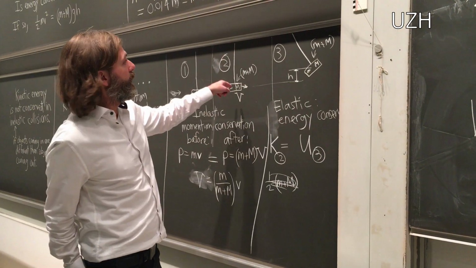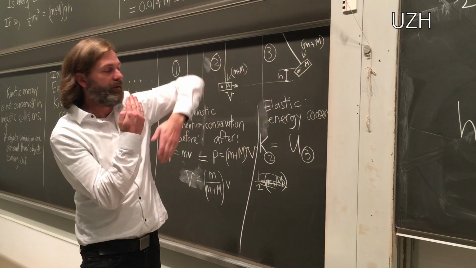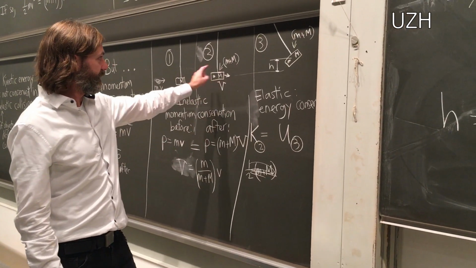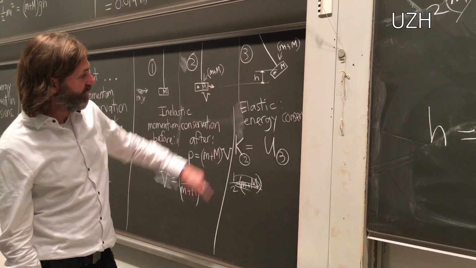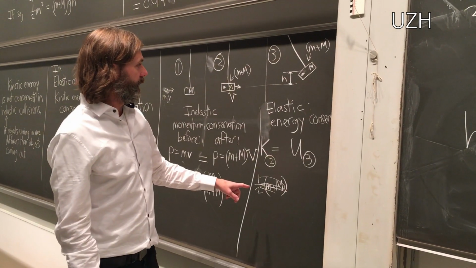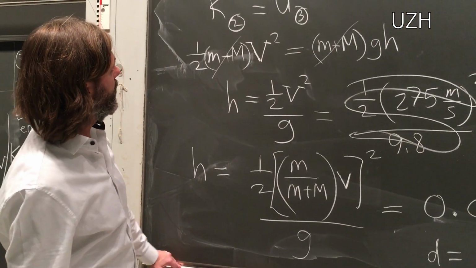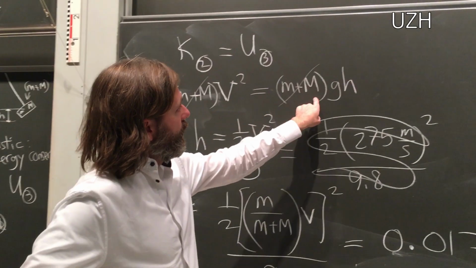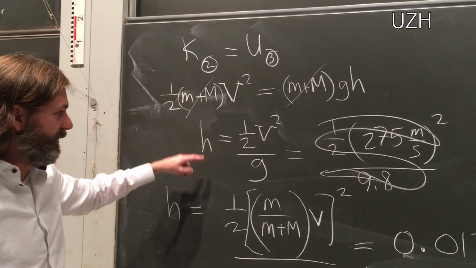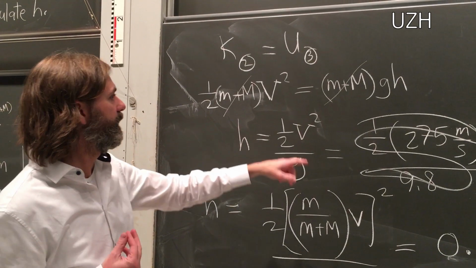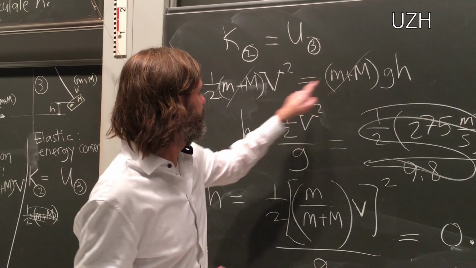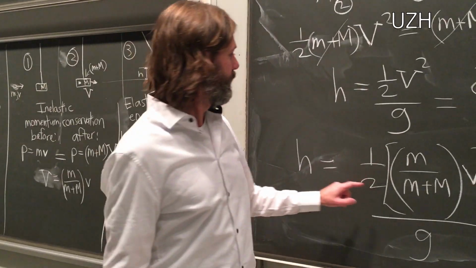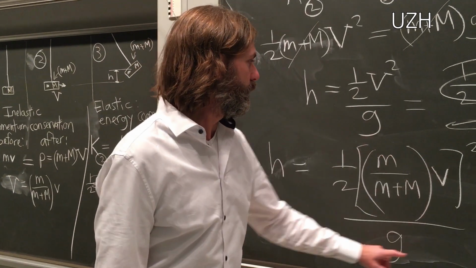Now that the bullet's in here, we know that it's going to move up to a certain height, and the kinetic energy that it has at the moment of impact will equal the potential energy that you get here. So the kinetic energy of this block plus the bullet is going to equal the potential energy. And then we can solve for the height. I've got this formula here for the height as a function of the velocity of the system, and I can substitute this in here, and then I get a height which is equal to all of this.